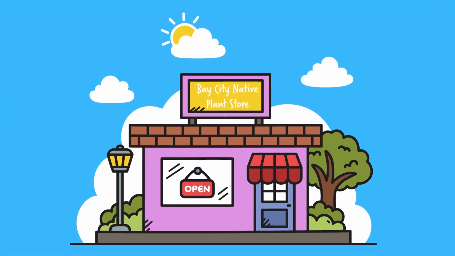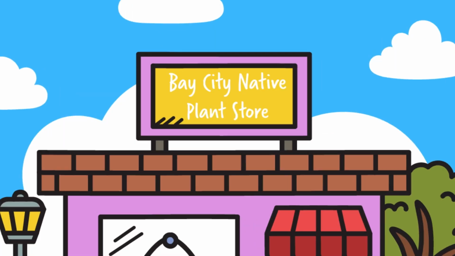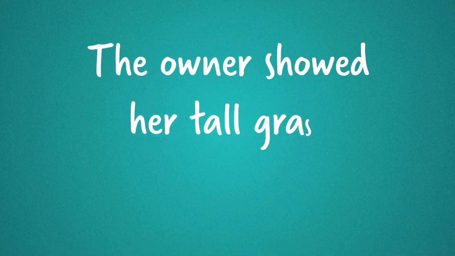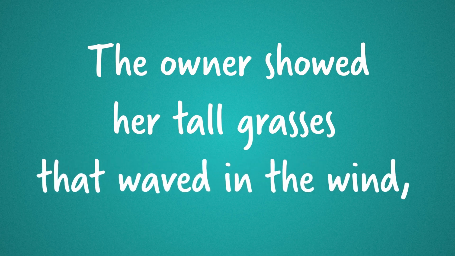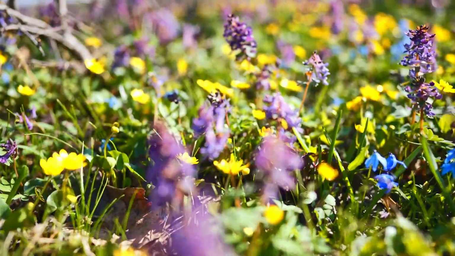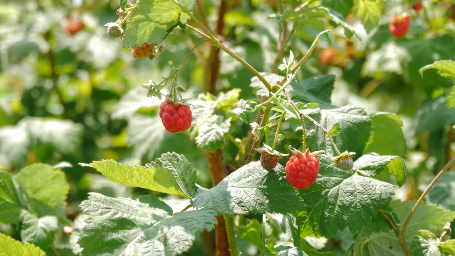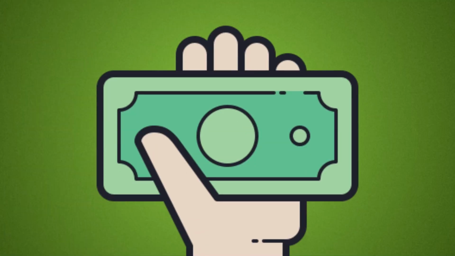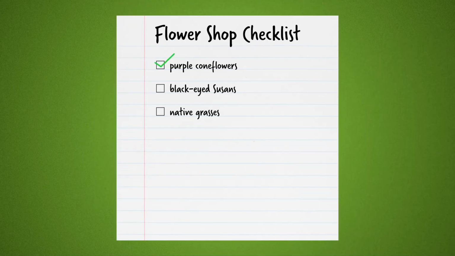One Saturday, Lisa went to a nursery that sold native plants. The owner showed her tall grasses that waved in the wind, wildflowers with soft purple and yellow blooms, and bushes with berries that birds would eat. Lisa felt excited to try something new and bought a few plants. Purple coneflowers, black-eyed Susans, and native grasses.